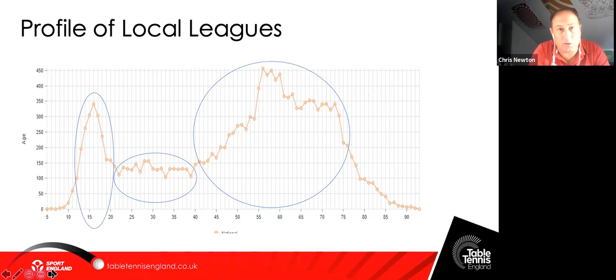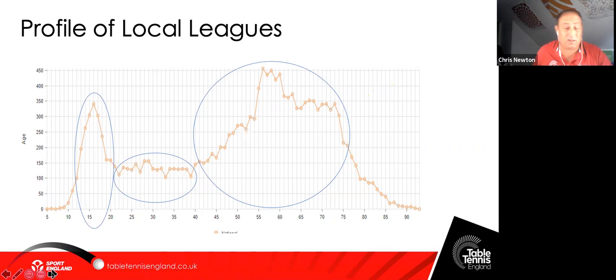On the screen there is a profile of local leagues before lockdown one. So this was taken from all the leagues and clubs that input their data into the TT League system. So this is pre-pandemic. And this graph here shows the age profile of people who play local leagues. And I put some bubbles on there because it's all about bubbles these days. But the first bubble here shows within local league, there is a spike of people around 15, 16-year-olds who play local league. And then here, if you can see my cursor there, a big drop off, 16, 17, 18, 19, 20, into that university working age type category.